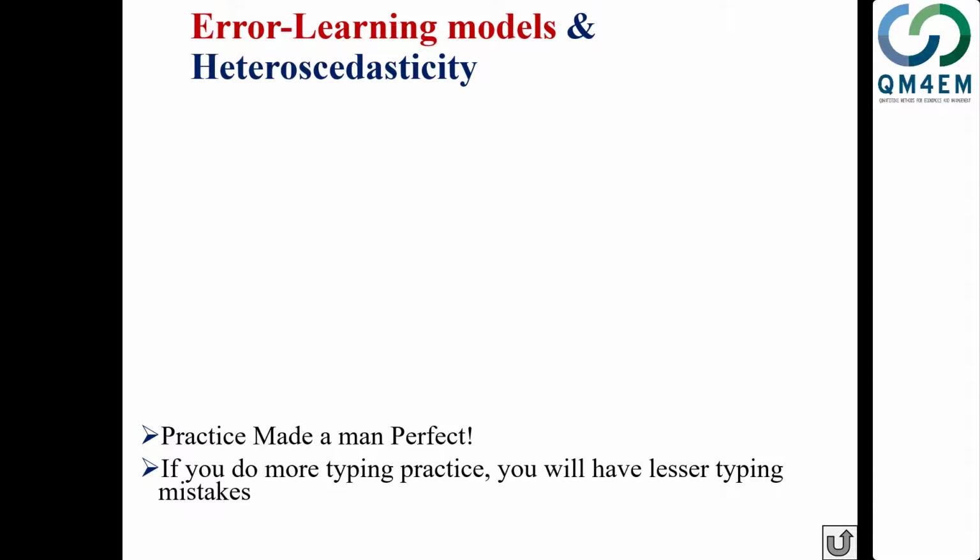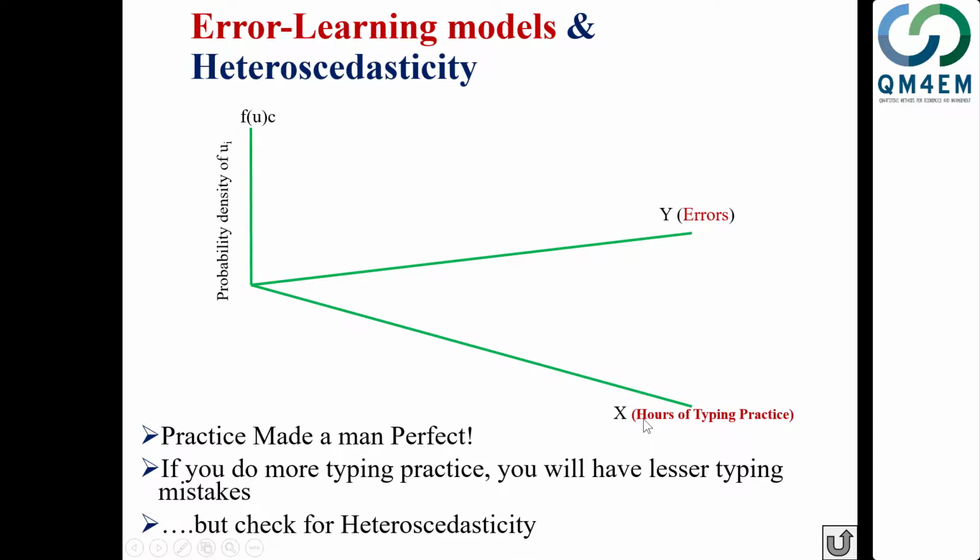As we say, if you do more typing practice, you will have fewer typing mistakes. And then we can think of linking the heteroscedasticity concept with this learning process. For example, if I take the same graph which we saw a while ago, on the x-axis I'm taking hours of typing practice as an independent variable, and y as the dependent variable, that's errors in typing. So if I do more hours of typing, I would have fewer typing mistakes.